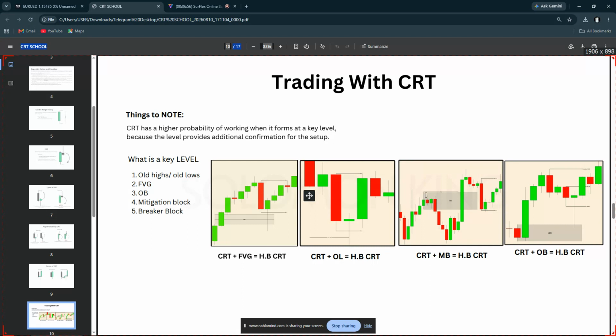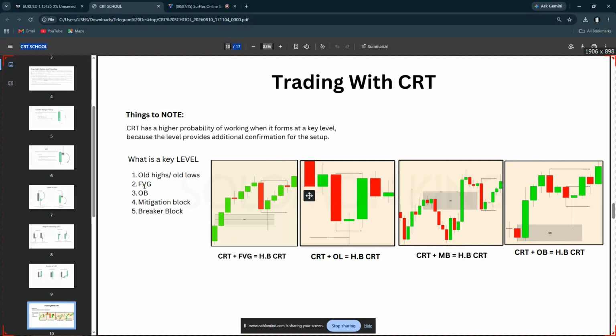So we have different types of key levels I use when trading CRT. The first one is the old high and the old low, which is also known as the buy side liquidity and sell side liquidity. Around this area are resting liquidities. That is why we use those areas to anticipate a CRT formation.